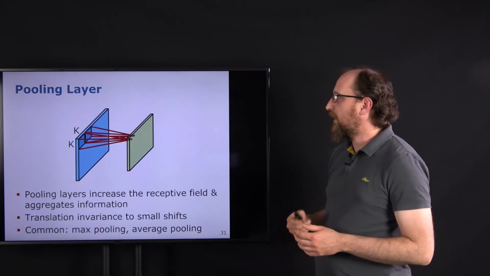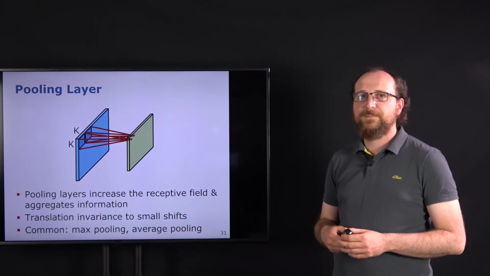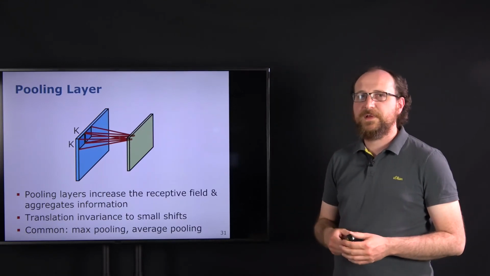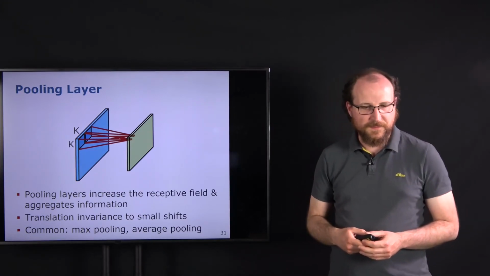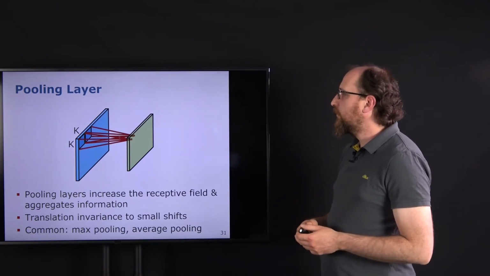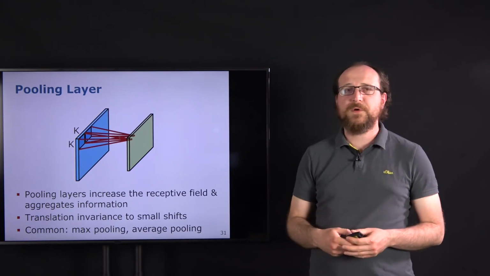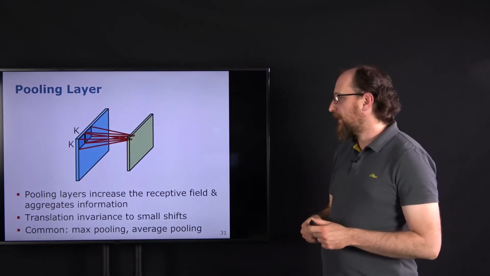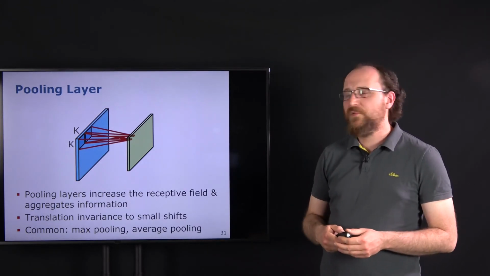And what you can now do to increase the receptive field in the end is to introduce pooling layers in between. Pooling layers are just like convolutions applied in a strided or dilated fashion, and you reduce the size. Pooling layers increase the receptive field and also have the nice property that it makes it possible to have smaller shifts in the images. And a common way is to have max pooling and average pooling.